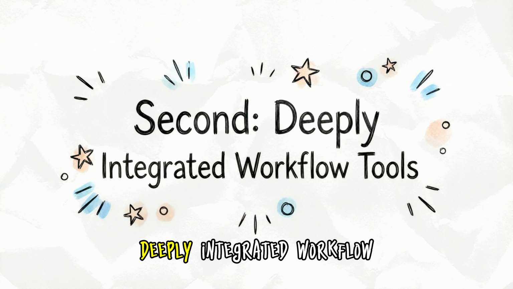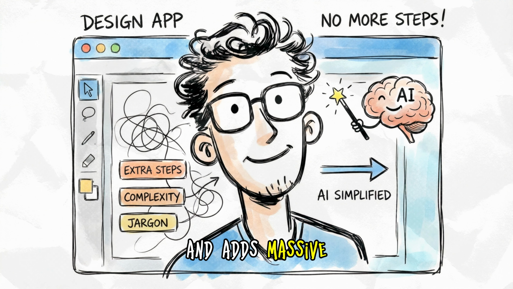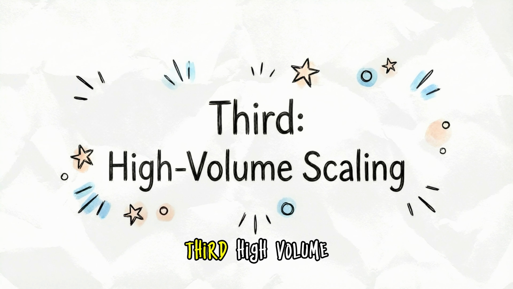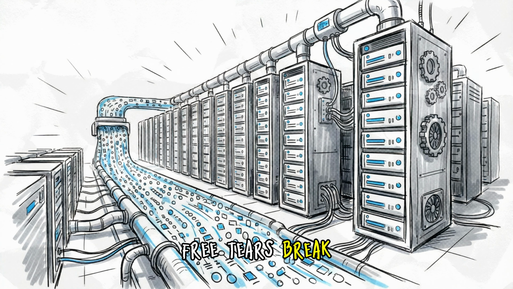Second, deeply integrated workflow tools. If an AI feature lives natively inside Adobe, Notion, or your main code editor, it eliminates friction and adds massive value. It's part of your existing environment. Third, high volume scaling. When you need to process 10,000 images or automate a massive database, you're paying for the engine and the reliability. At that scale, free tiers break, but paid infrastructure thrives.